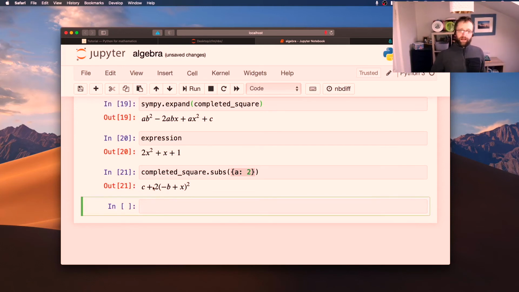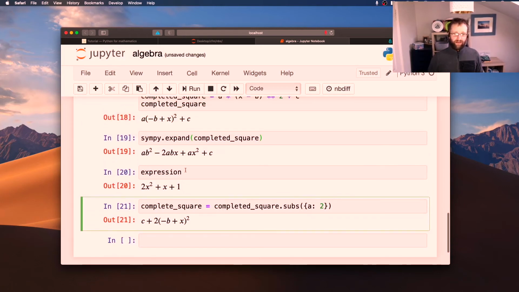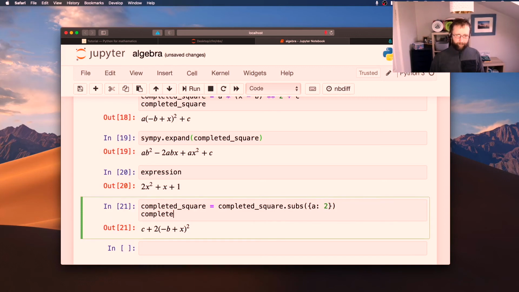And if I run that, what was A is replaced with 2. I'm actually going to overwrite the variable. So I'm going to say completed square, which still at this stage has an A. I want it to be what was completed square, replacing the A with a 2. And so there, completed square is now this.